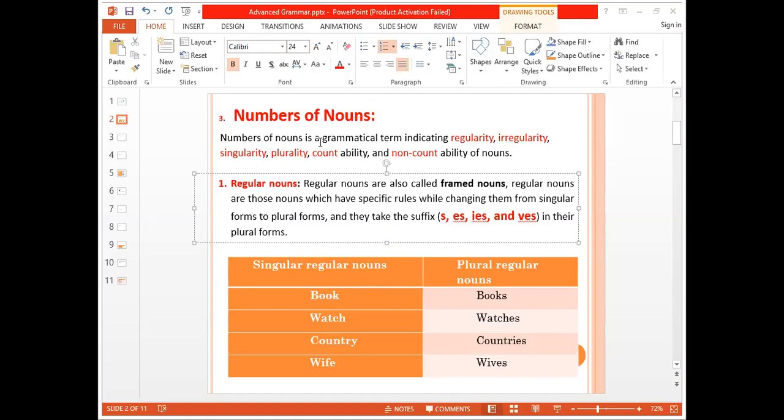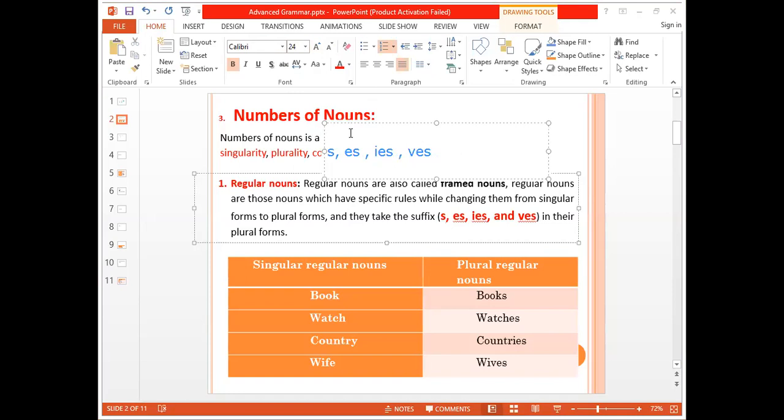Let me try you people here, then you can understand it much better. Look, if a noun, for example, it takes what? If it takes S, if it takes what? ES. If a noun takes IES. If a noun takes VES. Clear? To change a singular noun into plural form, we call it a regular noun.